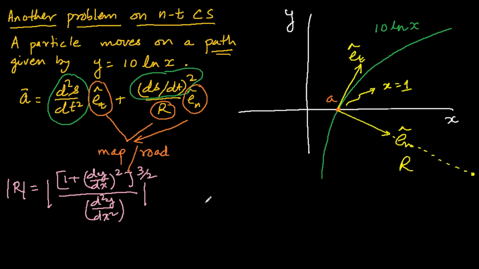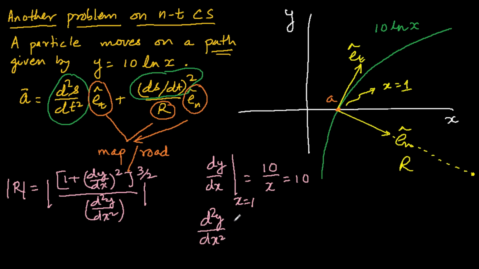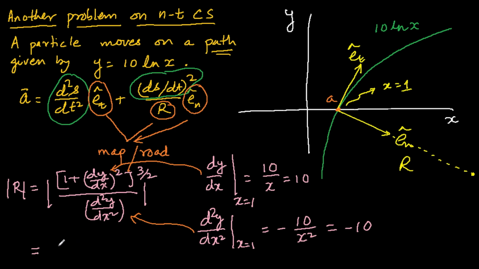Now, what is the value of dy by dx at x is equal to 1? That is the point A. Which will be equal to 10 over x, which is equal to 10. Similarly, what is the value of d square y by dx square at x is equal to 1? If we differentiate this, we will get minus 10 over x squared, and at x equal to 1 we will get again minus 10. So if you substitute these values over here, you will get r to be equal to 101.5 meters. Okay, so that is done.